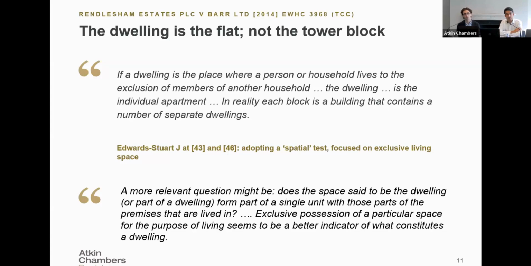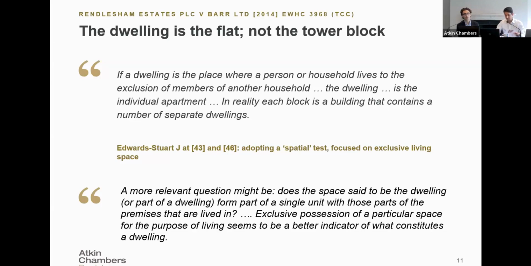There, the judge adopted what we've called a spatial test. He focused on specific residential units, so the flats, and carried out an assessment as to whether those residential units were capable of being used as a dwelling, applying Catlin, and introduced what doesn't appear in Catlin, perhaps an additional test of exclusive possession, which we can come to consider later, and whether or not that's useful or readily applicable, and also what the meaning is of exclusive possession.